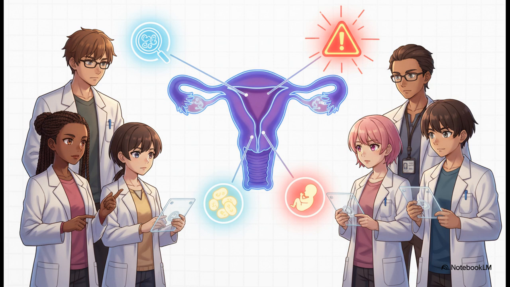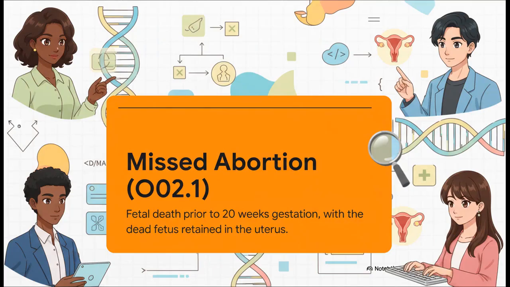And remember, for that O00 category, for ectopic pregnancies, that's where you'll often use a fifth or sixth character to specify the exact location. Here's another term you'll definitely see: a missed abortion. This is a very specific situation where fetal death has occurred before that 20-week mark, but the products of conception have not been expelled yet. That gets coded to O02.1. It's just another reminder that all these abnormal pregnancies have their own very specific address in the codebook.